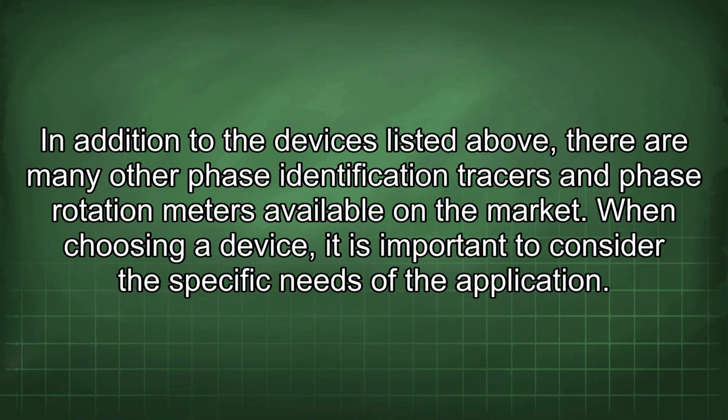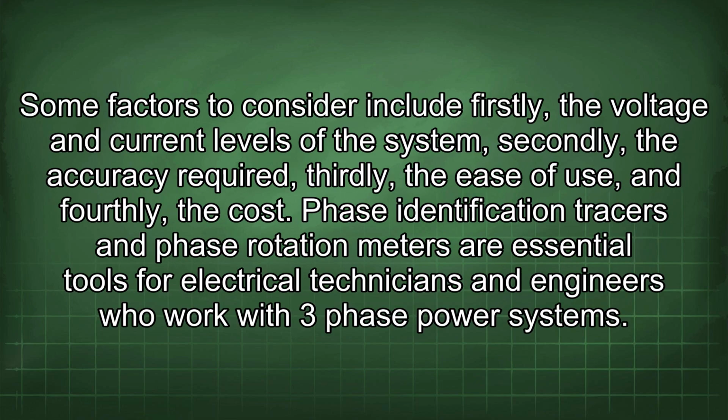In addition to the devices listed above, there are many other phase identification tracers and phase rotation meters available on the market. When choosing a device, it is important to consider the specific needs of the application. Some factors to consider include: firstly, the voltage and current levels of the system; secondly, the accuracy required; thirdly, the ease of use; and fourthly, the cost.